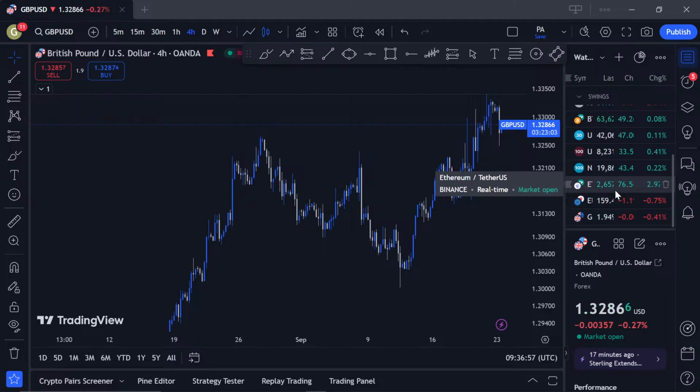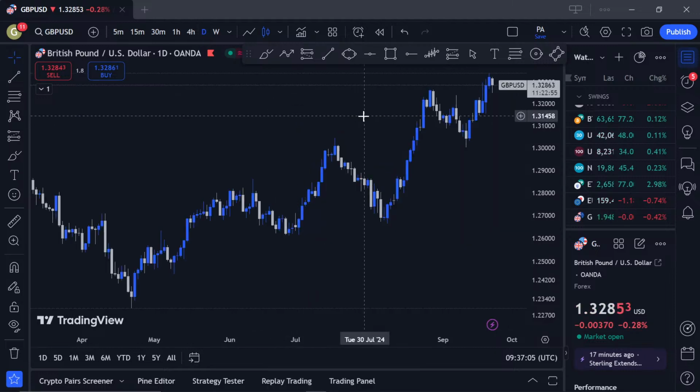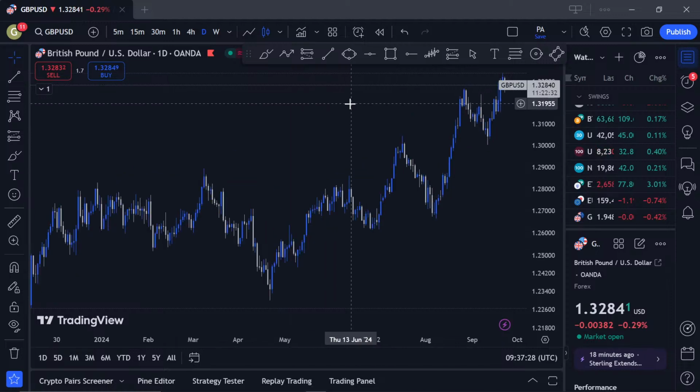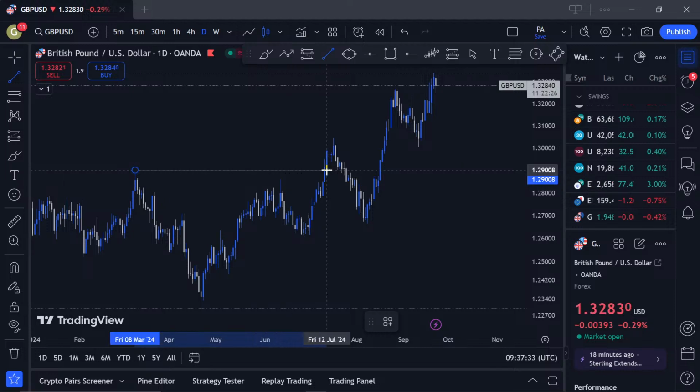So the first thing I'm going to do here is that, as usual, I normally come over to the daily time frame to look at how the market is looking, to see if the daily is still on an uptrend. So right now, on the daily time frame, we are clearly in an uptrend because we had a market shift to the upside.